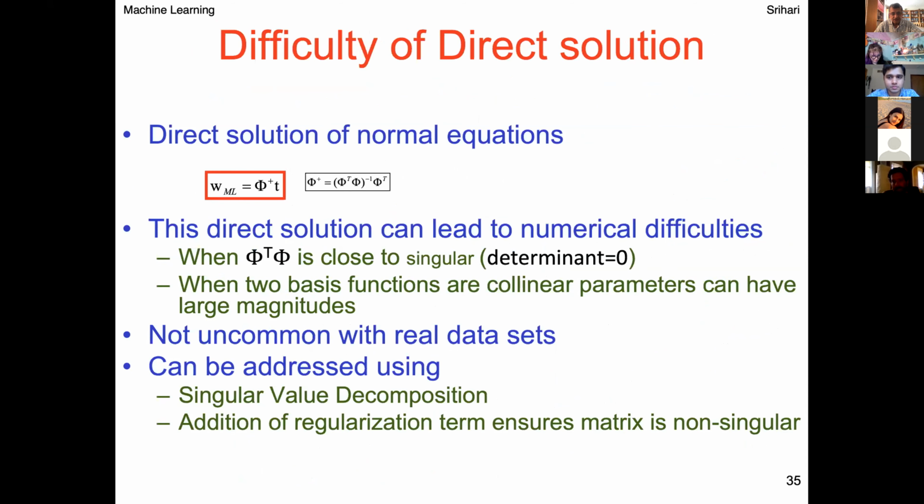Then we talk about the difficulty of direct solution. The closed form solution leads to numerical difficulties, not uncommon with real data sets. Of course, when you're trying to design a search engine solution where you have hundreds or maybe thousands of features used to figure out what web page is good for you, a closed form solution may not be the right approach, because numerical problems can be addressed using SVD, singular value decomposition, and so on. Those are some of the things indicated in my linear algebra slides, which we didn't go over, but SVD is over there.